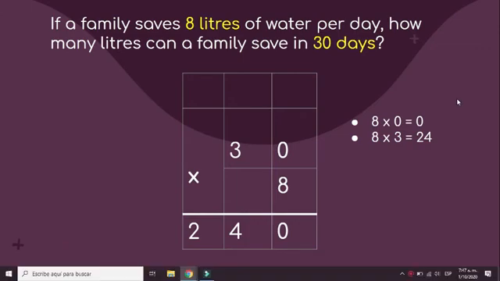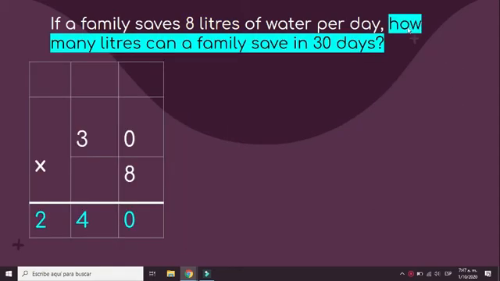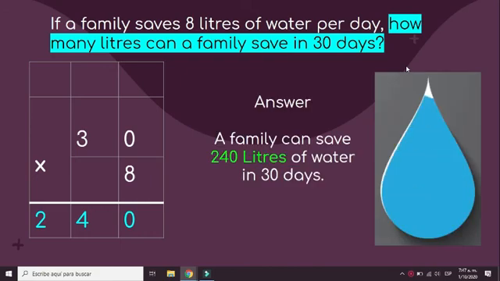Now we only need to answer the question. How many liters can a family save in 30 days? The answer is a family can save 240 liters of water in 30 days. Let's carry on with a different problem.